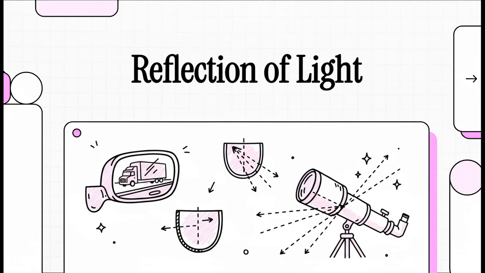You ever wonder how that tiny mirror on the side of your car can show you an entire truck? Or how a massive telescope can pull in light from galaxies light years away? Well, it all comes down to the amazing physics of curved mirrors. And today, we're going to break down exactly how they work their magic.